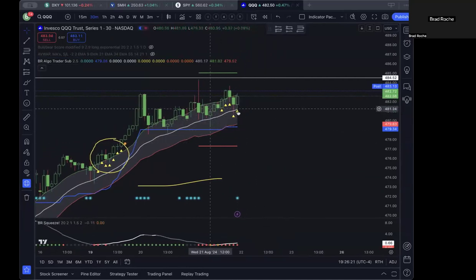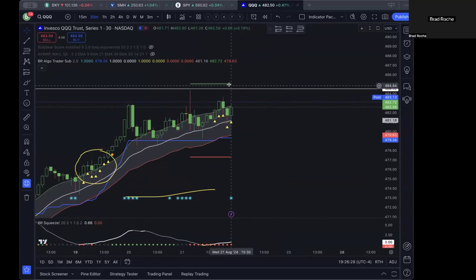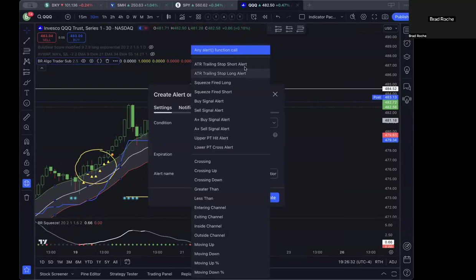You wait for a signal, you look for it in the entry zone, and then boom, done deal. That's all you got to do. And then you take your trade up into the target, and then we have a full alert system for all of this, right? Let's say you want to trail your position. Here's how you use the trailing stop. You get the alert. Oh, okay, I need to get out and take profits.